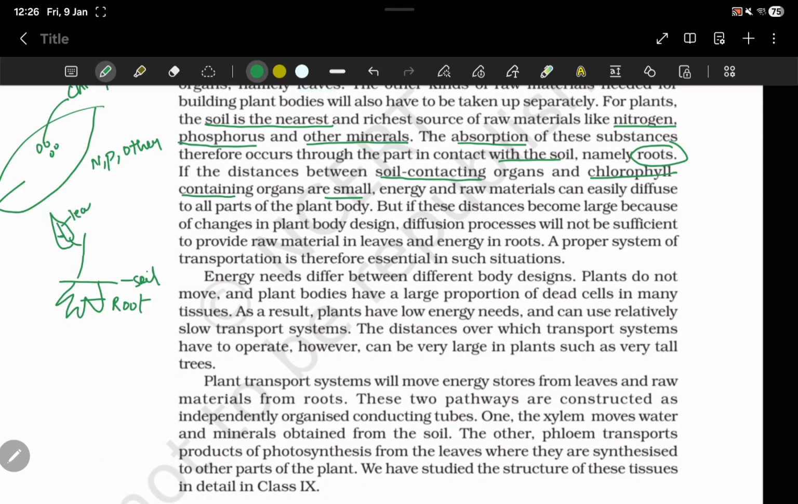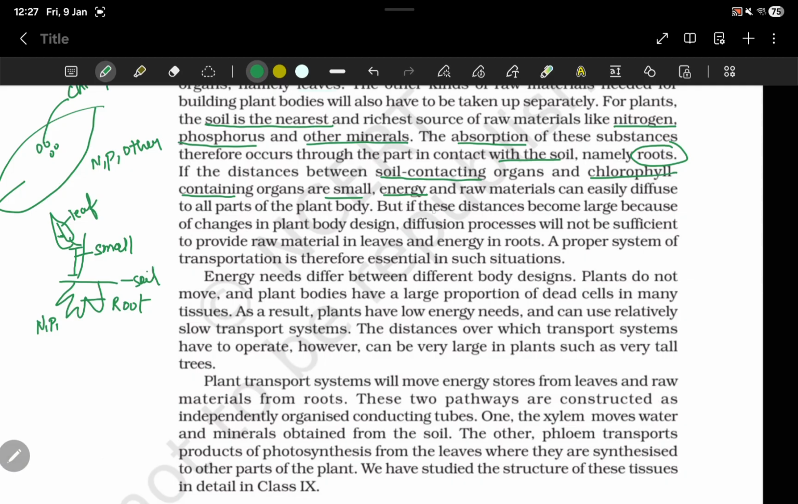And which is the chlorophyll containing organ? That is the leaf. So if the distance between the leaf and the soil is small, energy, that is glucose, which is transferred from leaf to root and to other parts also, and raw materials, that is nitrogen, phosphorus, or some other minerals, can easily diffuse to all parts of the plant body wherever they are needed.